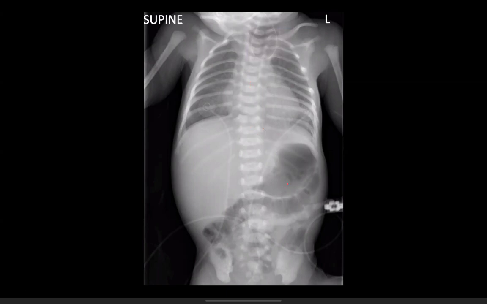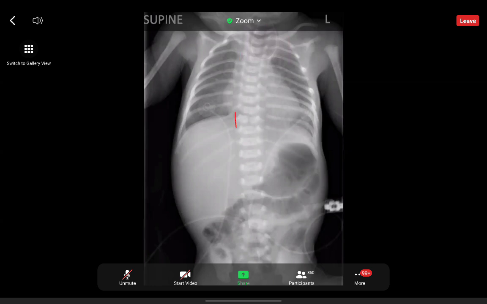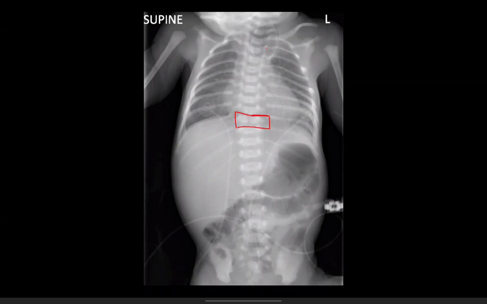Now let me get rid of my annotations so you can see something else. I can see someone has already said butterfly vertebra, so we've got an associated vertebral anomaly at T12, 11, 10, 9. So here is a butterfly vertebra. So we've got esophageal atresia, tracheoesophageal fistula, and a vertebral anomaly. The very astute amongst you will have realized this is a VACTERL anomaly.